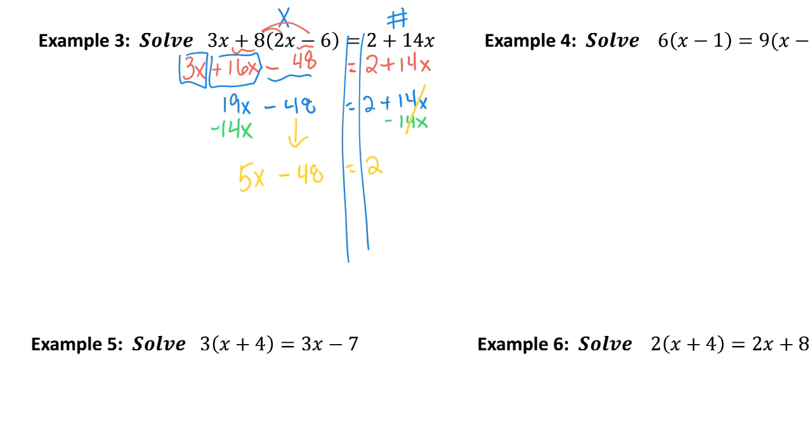Okay, so now we have to get this 48 to the other side by adding 48 on both sides. Those 48s cancel. We bring our 5x down. 48 plus 2 is 50. Now we divide by 5. And we're going to get x equals 10.